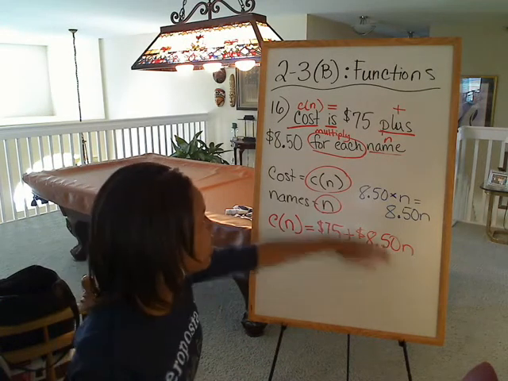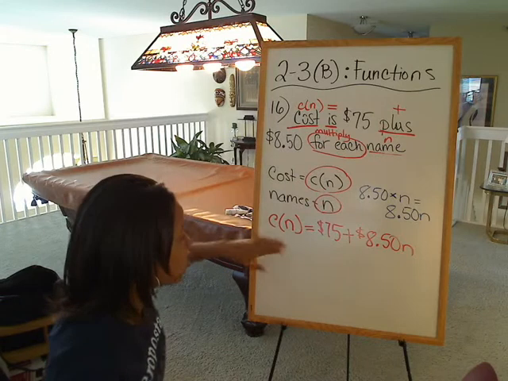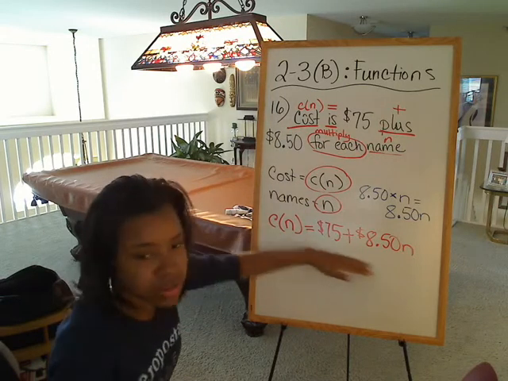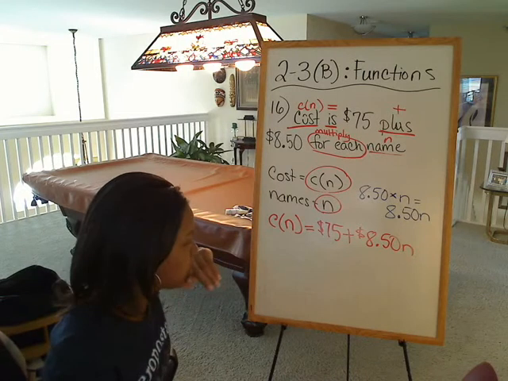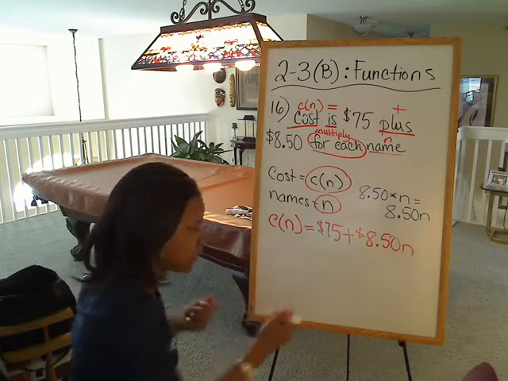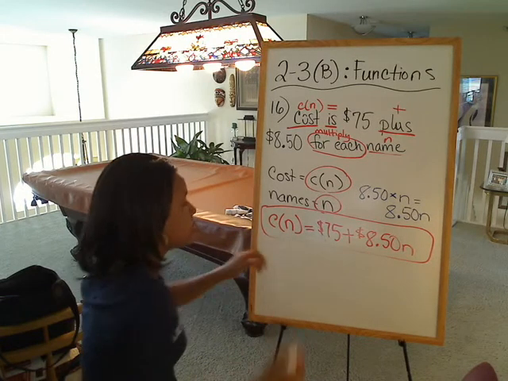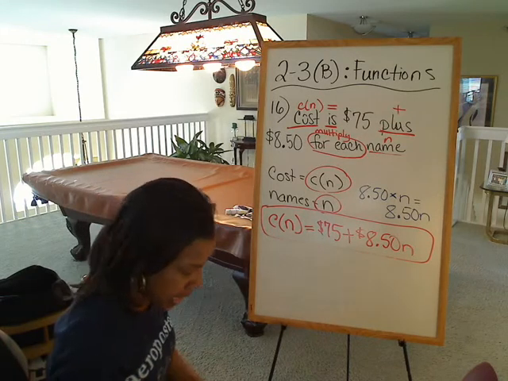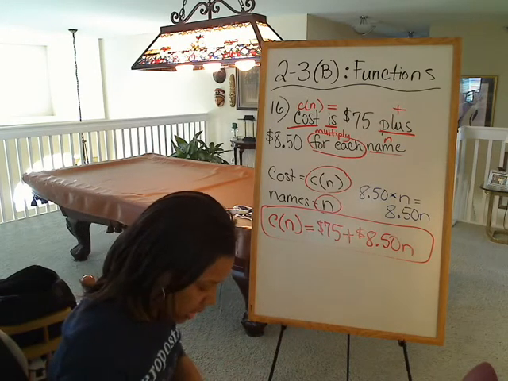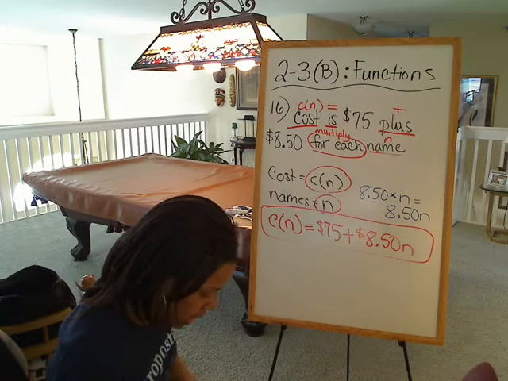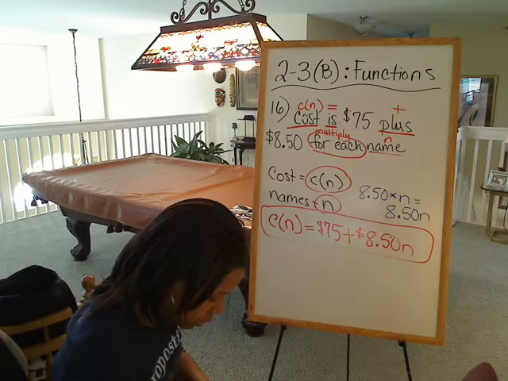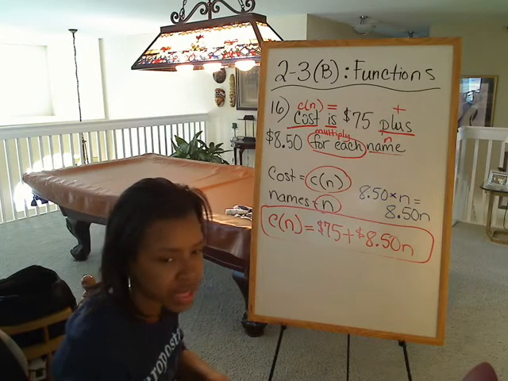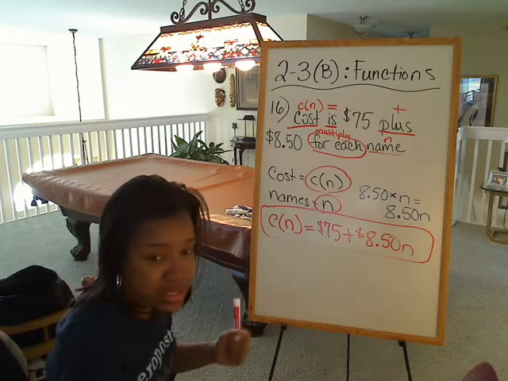So look how easy that was. They spelled it out for us. All we had to do was change it from words to math operations and variables. So here's the function. C of n equals $75 plus $8.50n. That's the first part of the answer. Then it says, what is the cost to have names imprinted on 25 jackets? Basically they're saying if you have to get 25 names done, how much is it going to cost you? And remember, n stands for names.